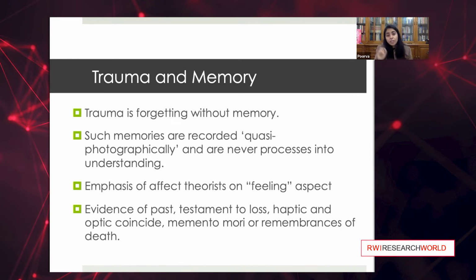So when you use affect theories to understand this, your focus is on the feeling aspect of a photograph, not the technical, the feeling. And these photographs, what do they serve as? They attest to the truth, which is supposed to be depicted by photojournalists. They are evidence of the past. They're a testament to the loss. They are haptic, and it's a haptic and optic coincidence. You're viewing it and you can also feel it. And Susan Sontag says they are memento mori, or remembrances of death, because it is something that has already gone by.